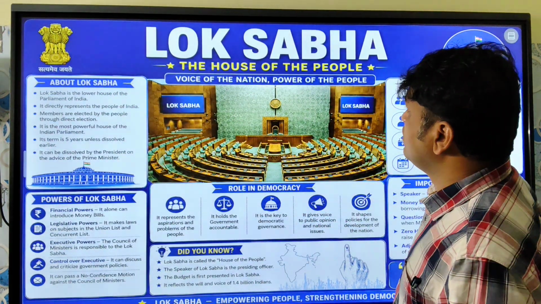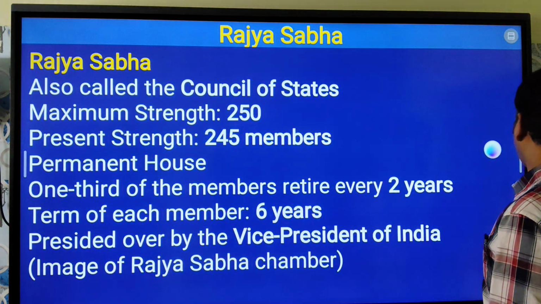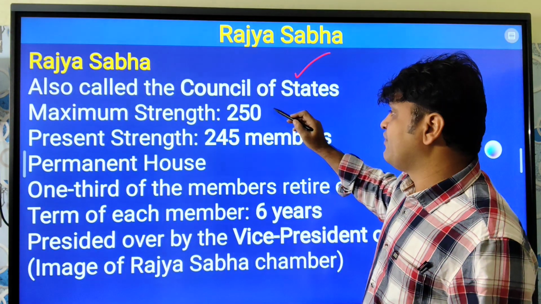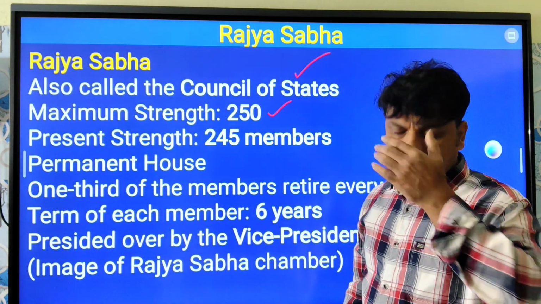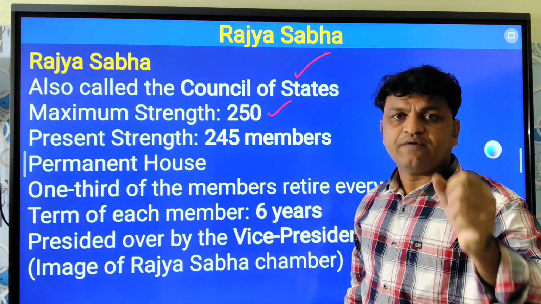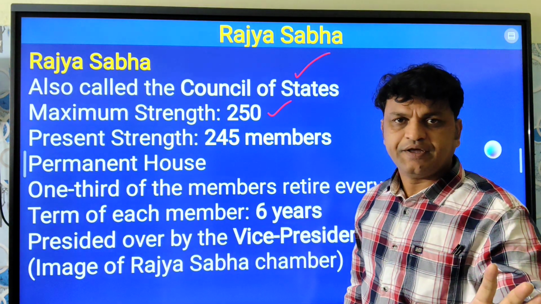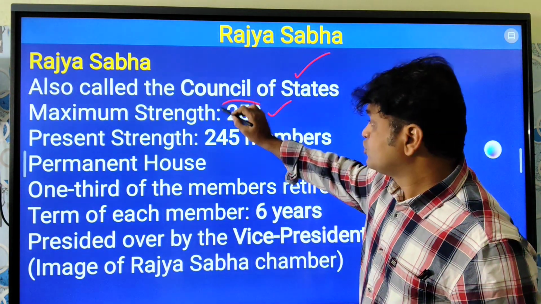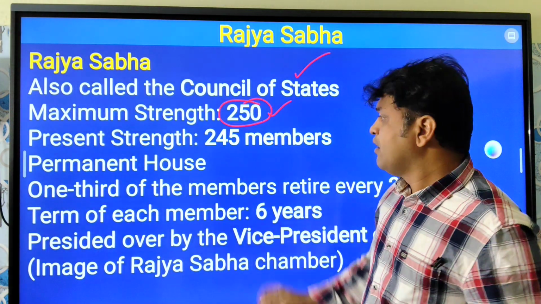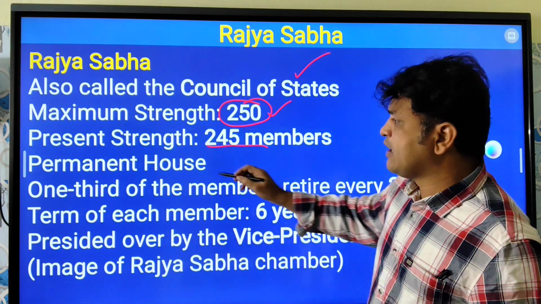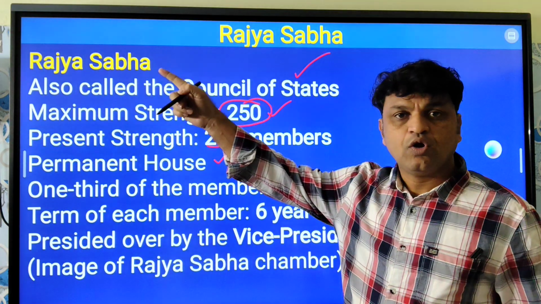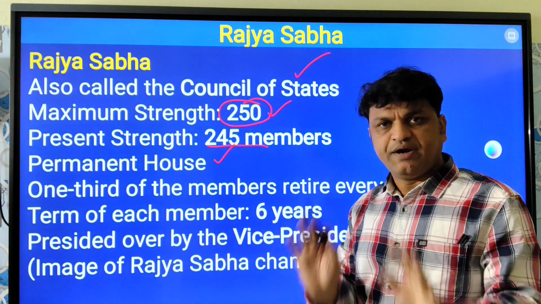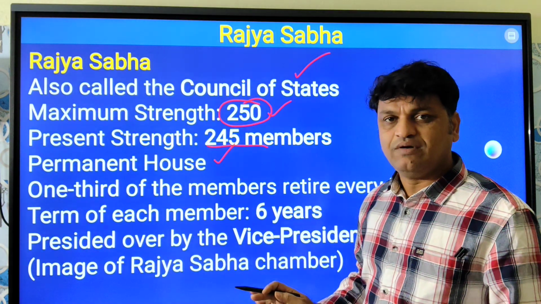Now, next moving on to Rajya Sabha. As you all know, Rajya Sabha is also called the Council of State, and maximum strength is 250, whereas Lok Sabha has a maximum strength of 552 but actually has 543. The actual strength of Rajya Sabha: 250 members can be there, but actually 245 right now. It is a permanent house, while Lok Sabha is the temporary house, which is there for 5 years only. Rajya Sabha is a permanent house, which will not be dissolved.